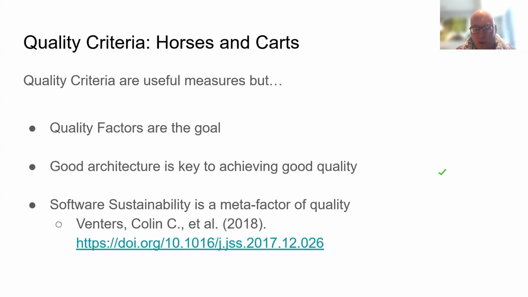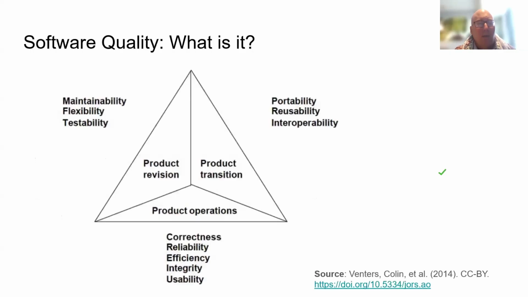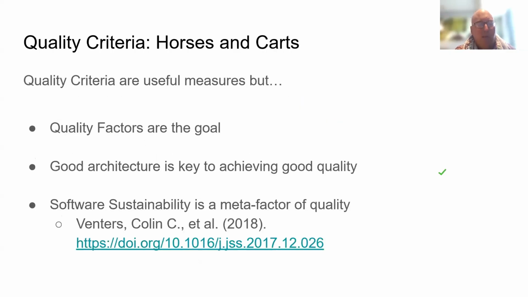So I've talked about these different factors, and they make this nice triangle. But sustainability is what I call a meta factor. It's an overarching factor that actually relies on those others. And again, this is taken from another paper by Colin. The link is over there.